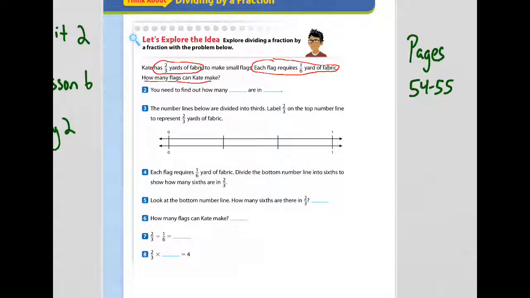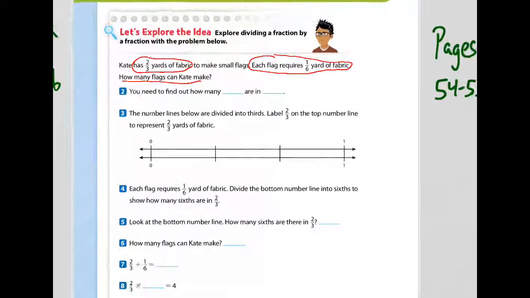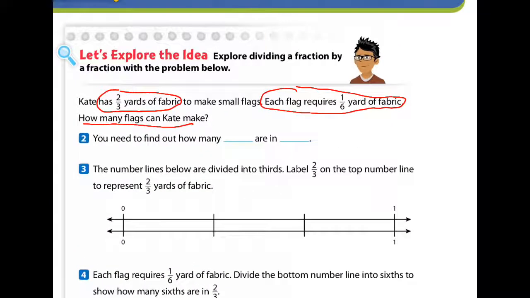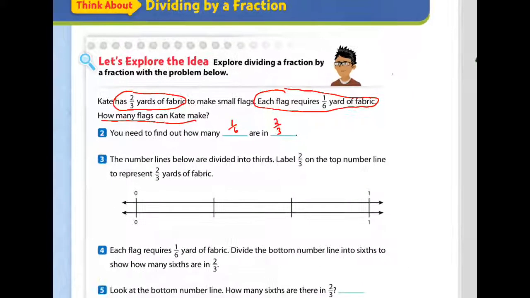All right, so let's see how you did. You should have 2 through 8 done and make any corrections as we go over this. So question 2 says you need to find out how many blanks are in blank. Now, since Kate has 2/3 yards of fabric and each flag takes 1/6, you need to find out how many 1/6 are in 2/3. Because remember, she has 2/3 yards. So you're going to figure out how many 1/6 yard flags you can get out of that. If you had them reversed, you had it wrong, just pause it and make your correction.